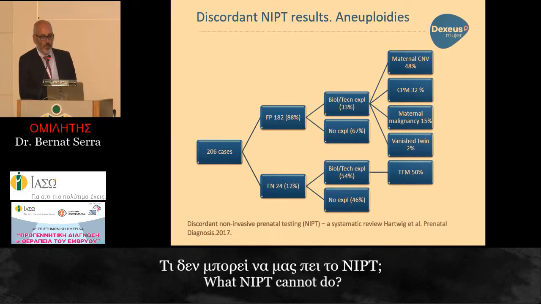And from the part where we have an explanation, almost half of them are due to maternal copy number variations, what I told you about the monosomy X. 1/3 are related to confined placental mosaicism. 15% are related to maternal malignancies, and 2% are related to a vanished twin. Finally, from those false negatives, only half of them have an explanation, and most of them are related to a fetal mosaicism without the placenta being affected.